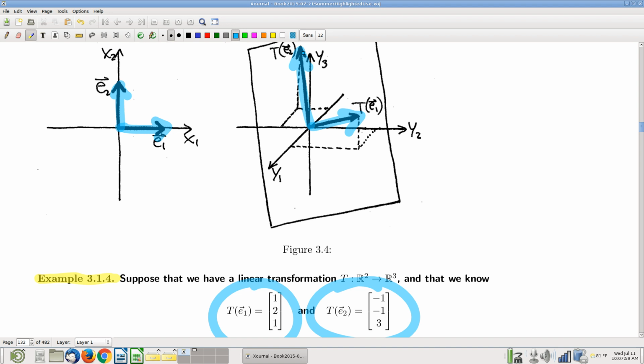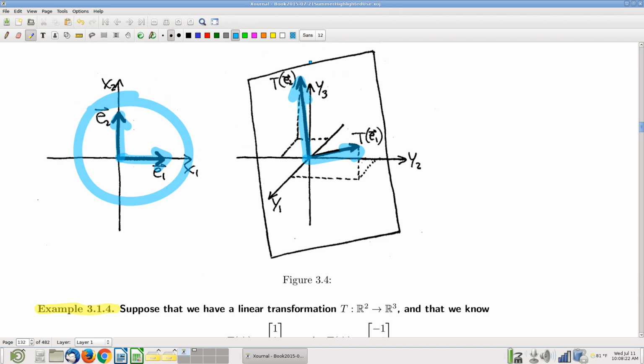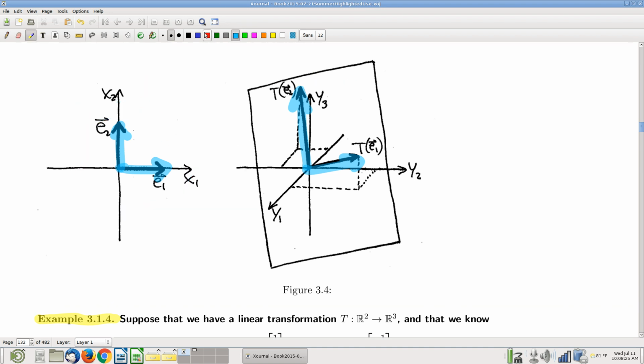And it'd be tempting to say, well, I don't know very much about this function because I only know two values of it. But I know the values of this function on all of the standard basis vectors for the domain. Domain's just R2. The only standard basis vectors are E1 and E2. And I know their images, and therefore I know the image of everything else. So for example, what about E1 plus E2? Well, by linearity, its image is T of E1 plus T of E2.